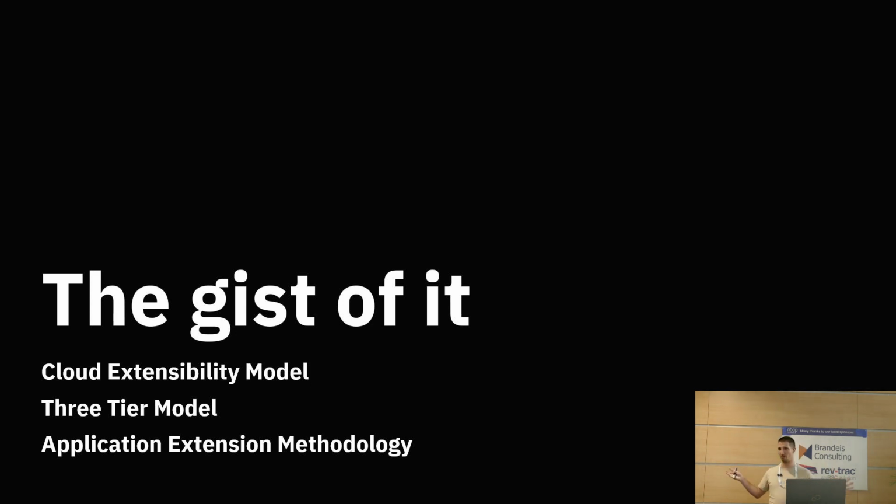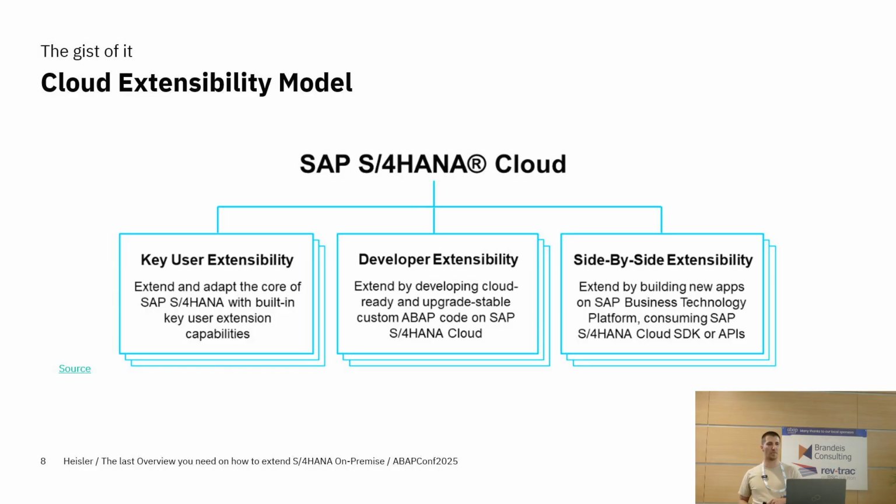I know everybody will know that already, like it has been shown in hundreds of different slides. I will be fast with that, I promise. The 3-tier model, and last but not least, the application extension methodology, which comes from the BTP guidance framework. Okay, as I mentioned, this will be fast.